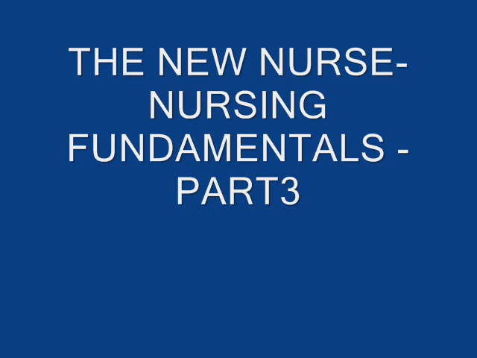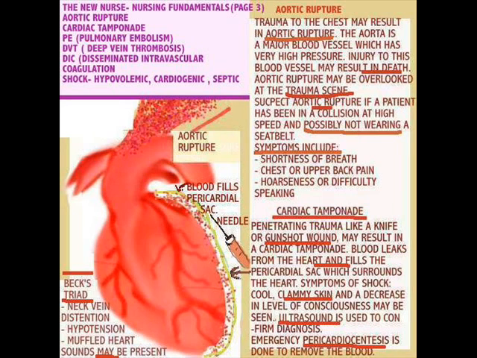Hi everyone, we're back. The topic for discussion today, again, is the new nurse, Nursing Fundamentals, page 3, because this is 3 of 4. The topics for discussion are aortic rupture, cardiac tamponade, pulmonary embolism, deep vein thrombosis, disseminated intravascular coagulation, DIC, and of course shock, some types of shock like hypovolemic, cardiogenic, and septic.